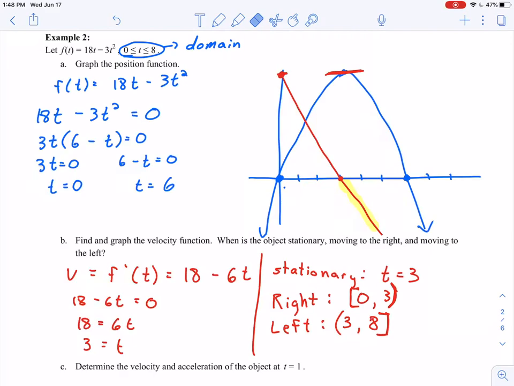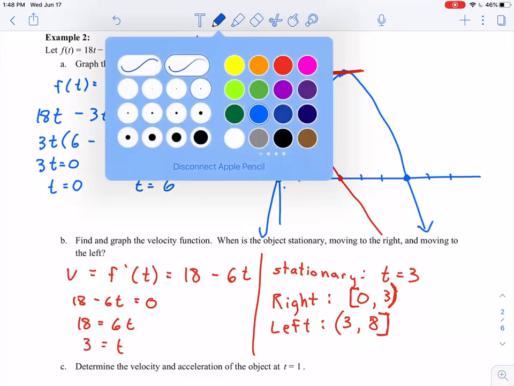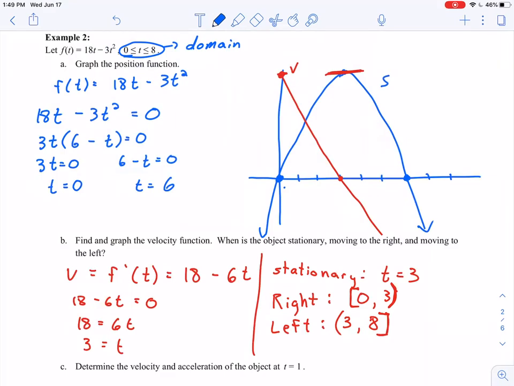So this gives us kind of everything we need. We could have also looked at this through the lens of making a number line, which is what we'll do oftentimes, but I think looking at the graph really helps. So let me just label these before I forget. The red line, this is V, and the blue parabola, that is S.